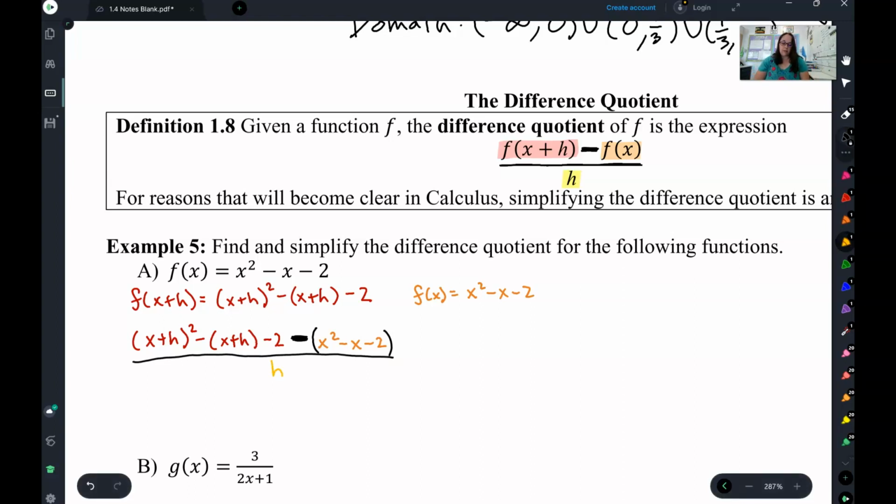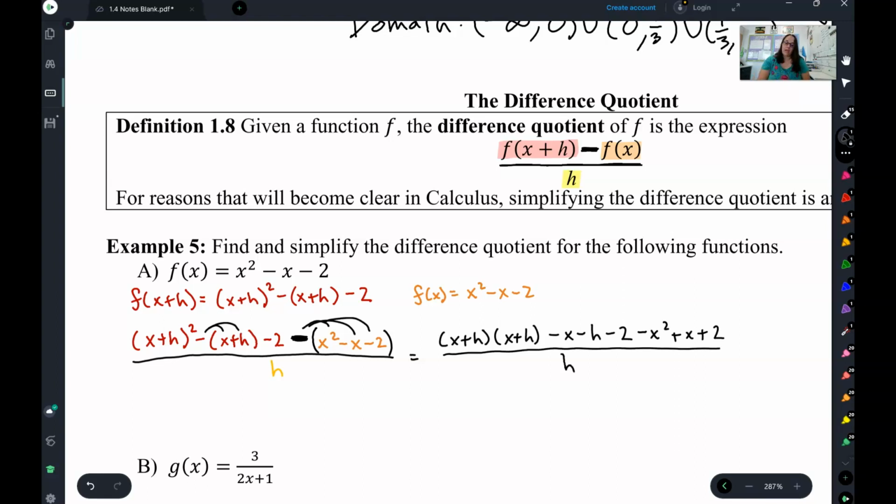Now we're going to start to simplify this. So first thing, I'm going to take this squared and multiply that out. Squaring is timesing by itself like that. I'm going to distribute this negative, negative x minus h. Then I have this minus 2. Then I'm going to distribute this negative, minus x squared plus x plus 2, all over h. And look at that. We kind of have some stuff canceled, so that's nice. The negative x and the positive x will go away. The negative 2 and the positive 2 will go away.